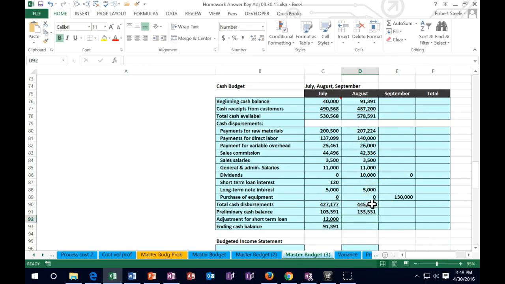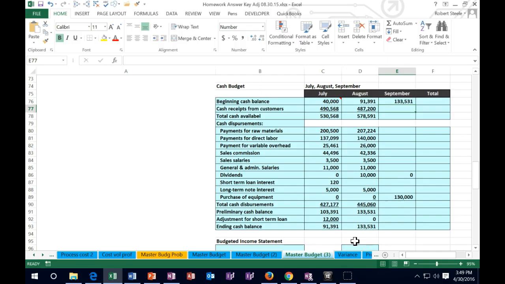And then we're going to have the adjustment for short-term loan. We don't have any. Loan's gone. Therefore, the preliminary is also the ending cash balance. We could say this minus 0 is still that. Alright, so the ending balance here is going to equal the beginning balance for September, or the beginning balance for September equals the ending balance for August.